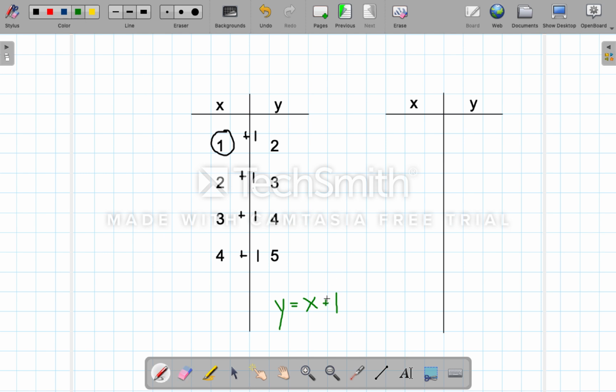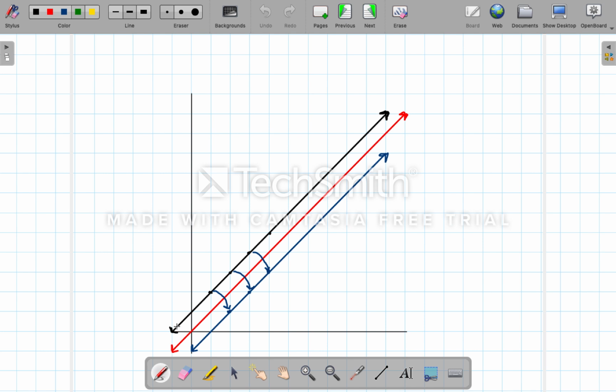And that's consistent with the graph that we have on the previous page. This is x plus 1. It's got a slope of 1 and a y-intercept of 1.